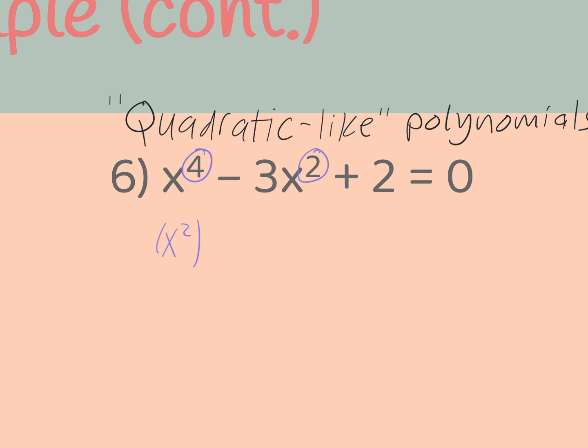So we can say x squared, all squared. You guys agree that's the same thing as x to the fourth? Power to a power, you multiply the powers. So this is the same as x squared, squared, minus 3x squared, nothing else changes, plus 2 equals 0. Some of you might be able to see it right away, but I'm going to write it out this time.